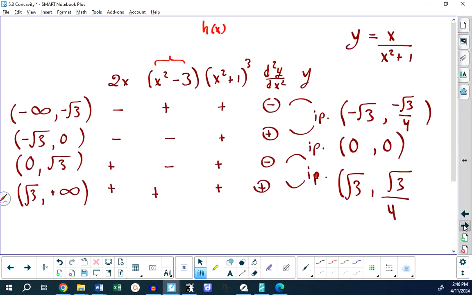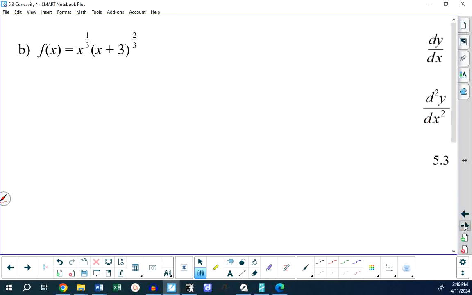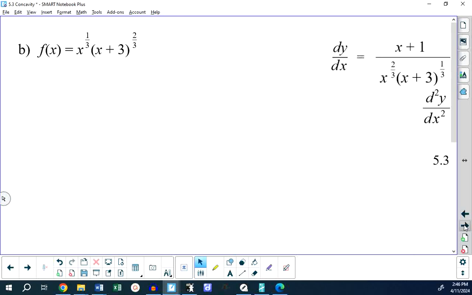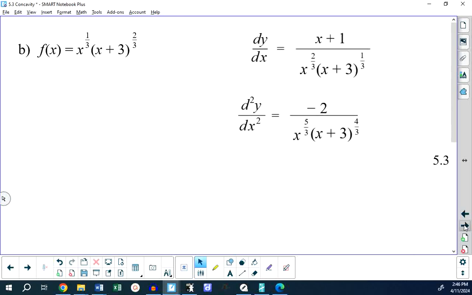Let's try another one. Again, particularly with this one, I've learned in the past that I do not want to spend class time doing the derivative and second derivative. So you're going to take a minute and carefully write down the derivative and the second derivative.